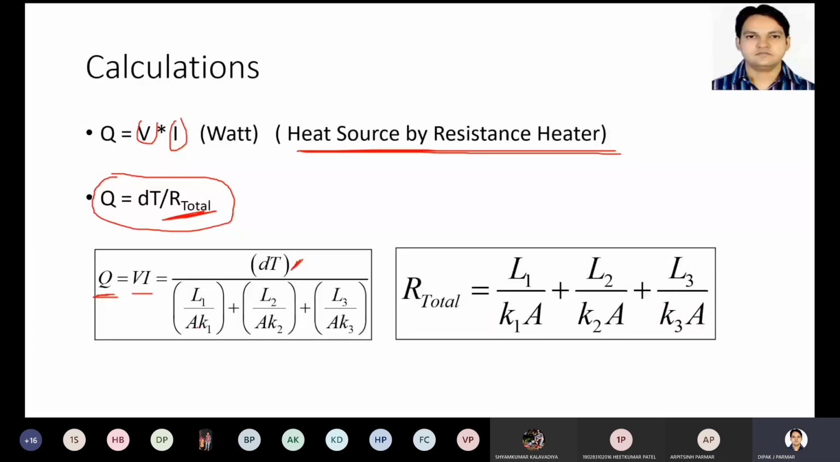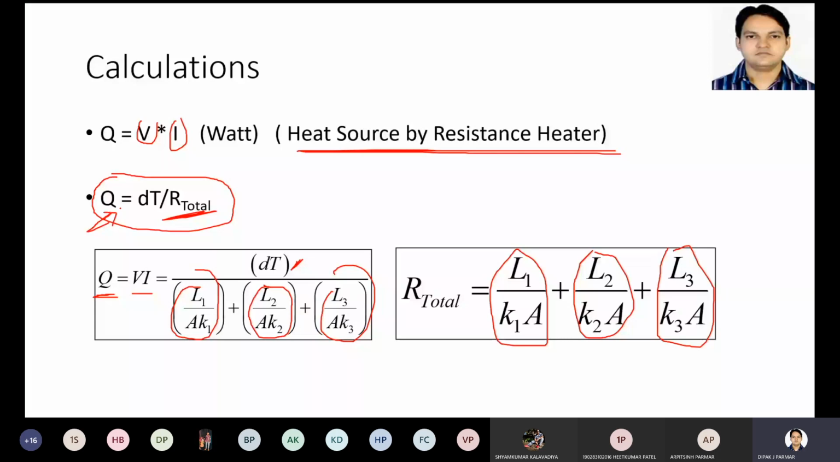So L1 upon K1A is the first resistance, L2 upon K2A is the second resistance, and L3 upon K3A is the third resistance. As they are in series, the total resistance will be R1, that is L1 upon K1A, plus R2, that is L2 upon K2A, plus R3, that is L3 upon K3A. So our task is: Q, which is the input to the system in terms of V and I, is known to us.